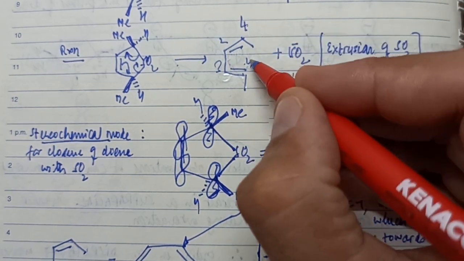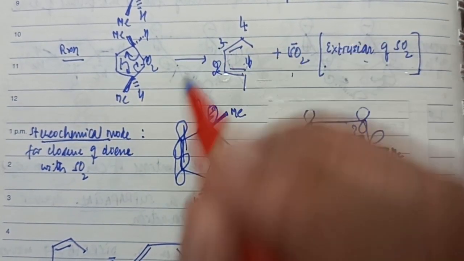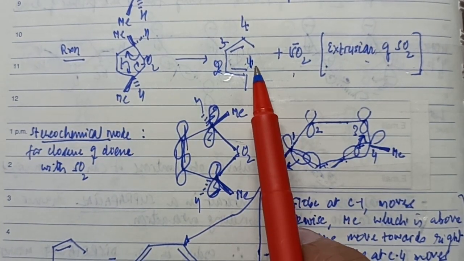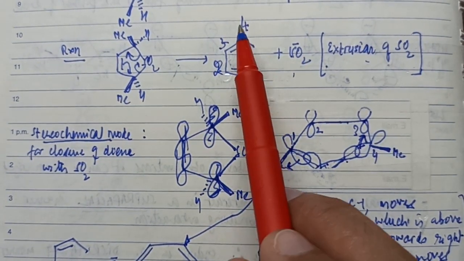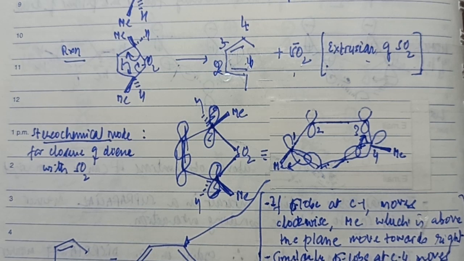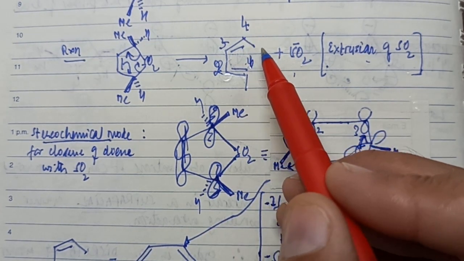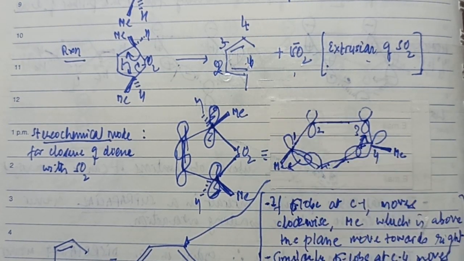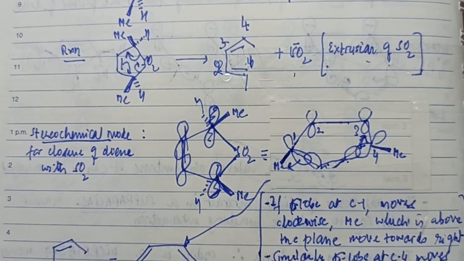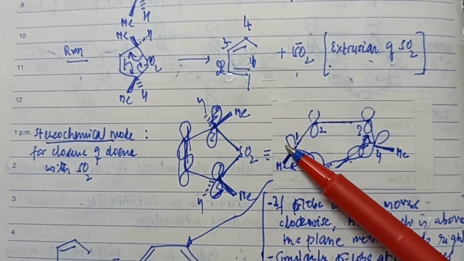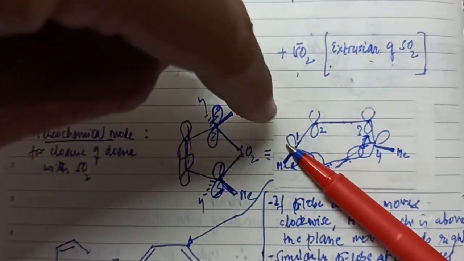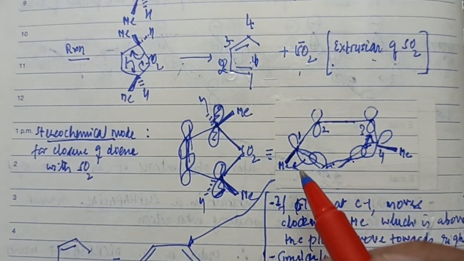Let's say this is 4 and this is 1, in order to avoid confusion. This methyl on the first carbon atom is going out, and this methyl on the fourth carbon atom is going in. Therefore, how are these lobes moving with respect to sulfur dioxide? See, if this methyl is above the plane, this lobe is like this. Methyl is above the plane. Methyl has to go out. How will the methyl go out?